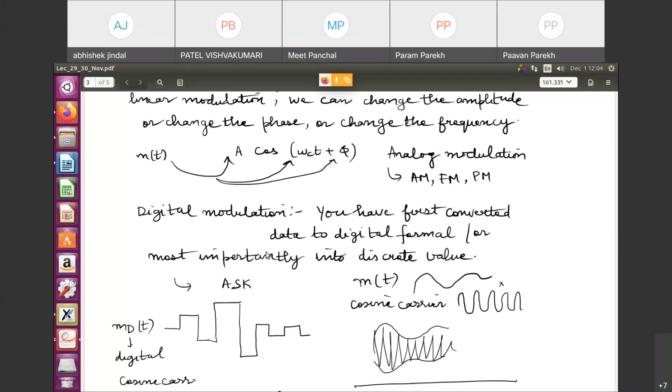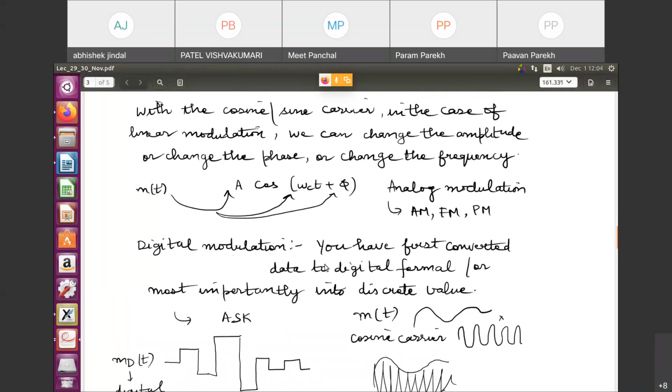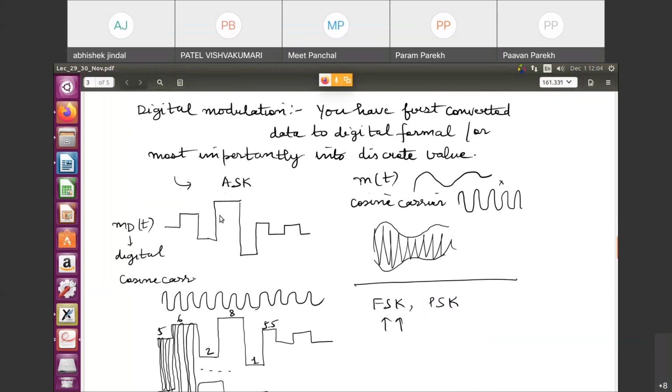Digital modulation says that the values are discrete, but they belong to a finite set as well. Maybe that is integers from minus 5 to plus 5. So with that as the case, you will have finite possibilities. So with finite possibilities, you will come up with the concept of shift keying.